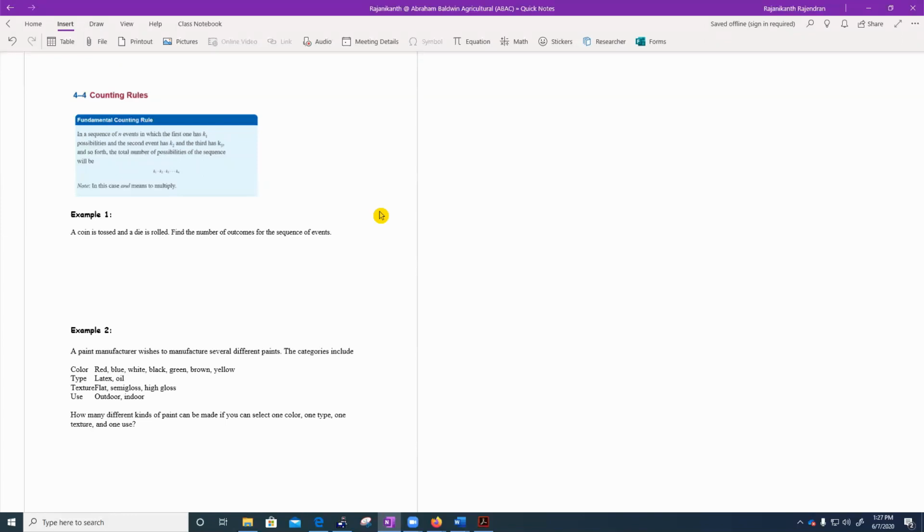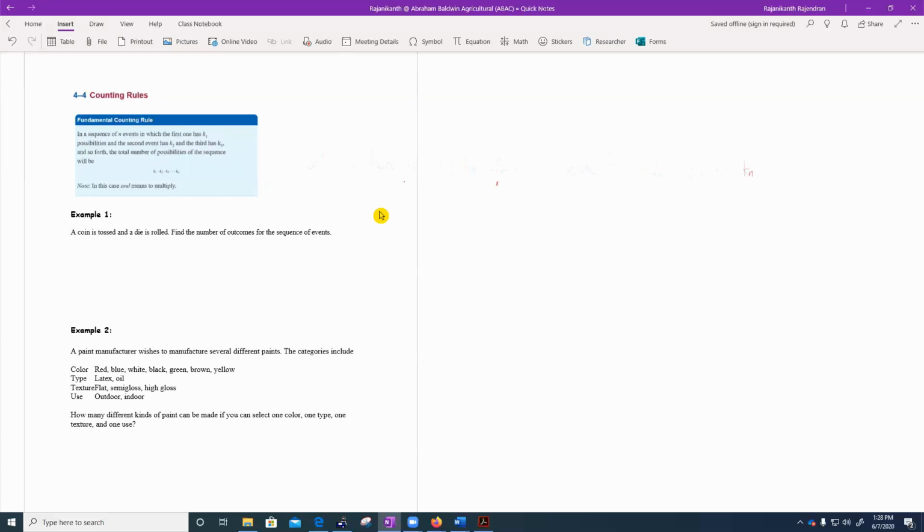So the total number of possibilities for n sequences of events is simply the product of the possibilities for each event, K1, K2, K3 and so on up to Kn.